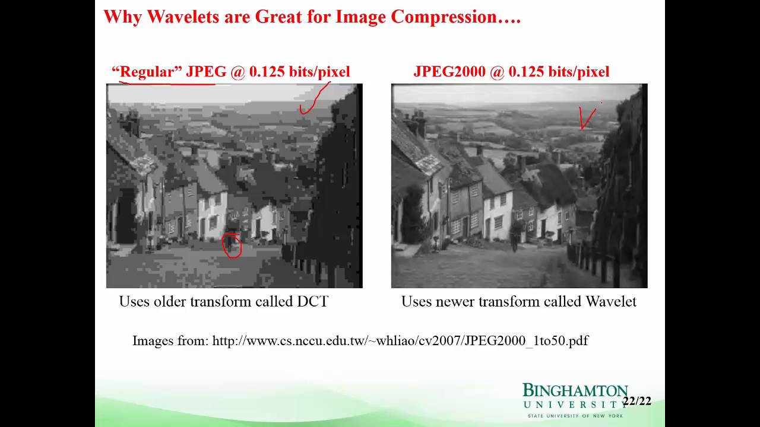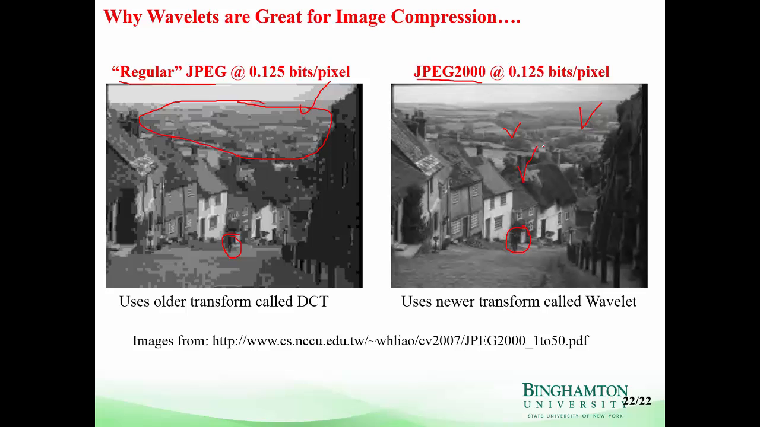But this is 0.125 bits per pixel with JPEG 2000. And now you can go, yeah, that looks like a person there. And you can make out a lot more details. Here you can't even tell, is that mountains? Is it fields? What is it? Well, it's some fields, it's some forest, and you can definitely make out what the details are.